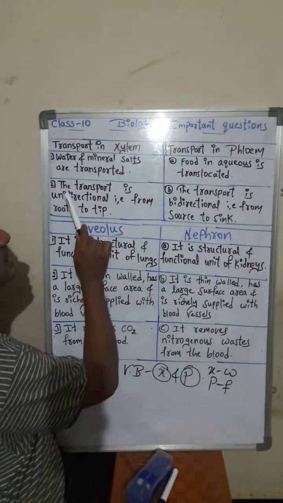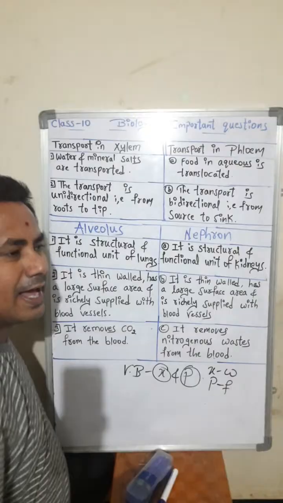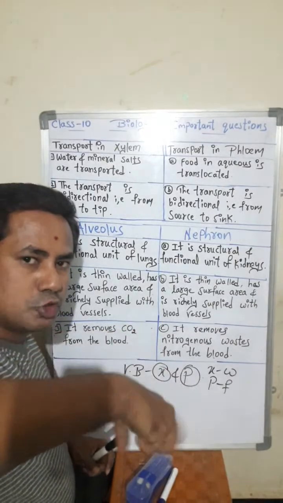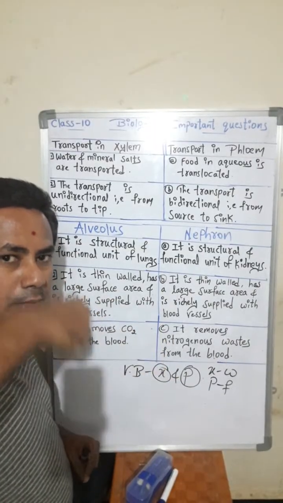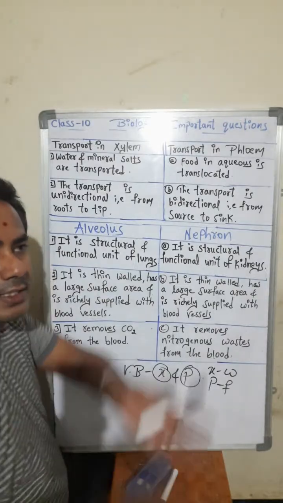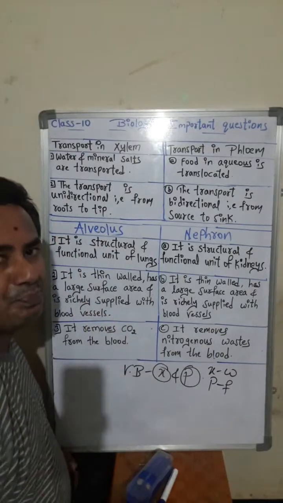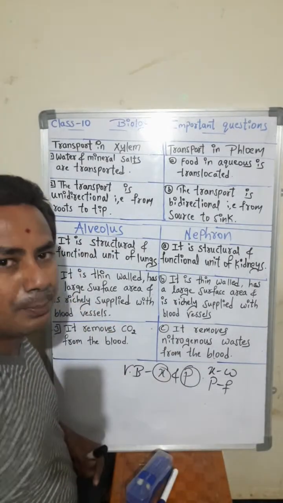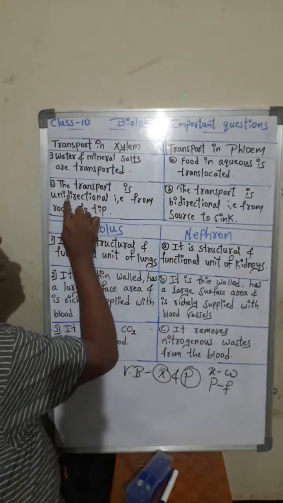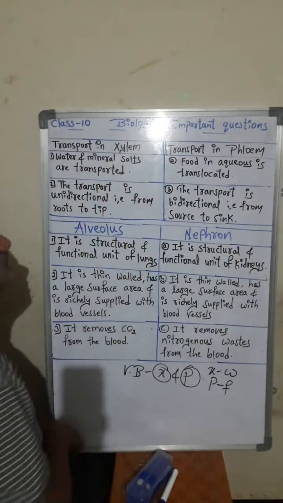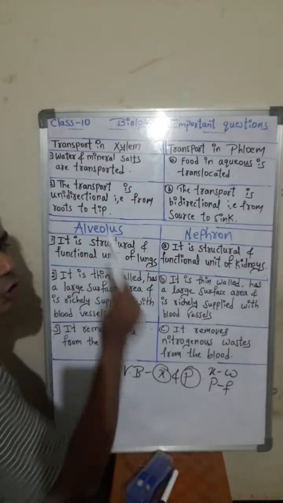The second difference is that the transport is unidirectional. What do we mean by uni? Uni means single direction. The water will be absorbed from the root hairs. Roots have root hairs, they absorb the water and minerals, and that water and minerals are sent unidirectionally, that is from roots to tip. Tip means the end point of the plant or tree. So the transport of water and minerals is unidirectional, from roots to tip.